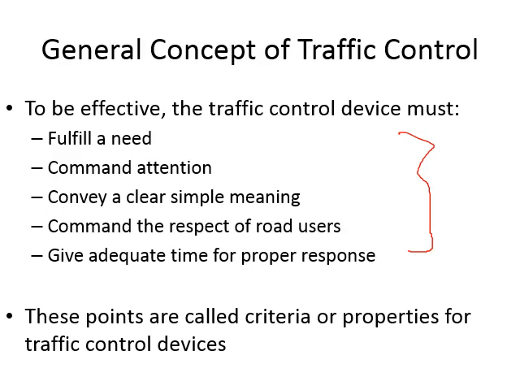And the last thing is we should give enough time for the driver to make a proper response. So if the sign says stop, it should be visible to the driver at a distance where he can stop easily. If he requires 200 feet to stop, then the sign should be easily visible from 200 feet, and so on. So all these criteria must be met for a traffic control device to be effective.